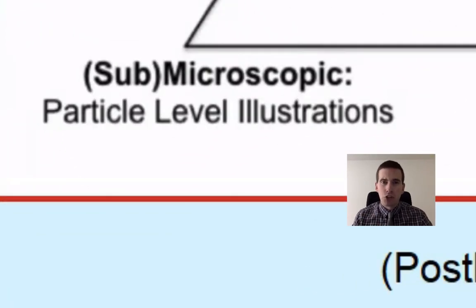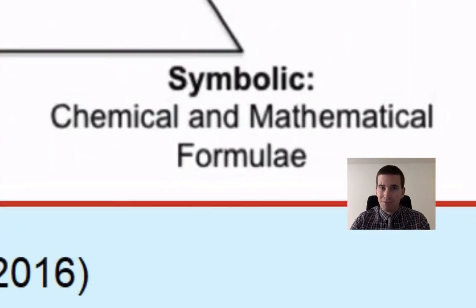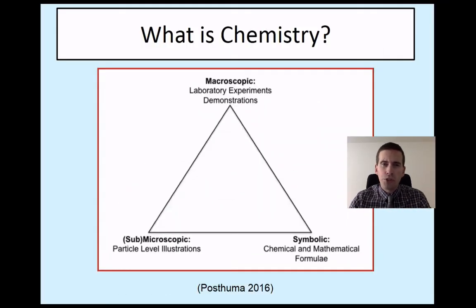We have the microscopic or submicroscopic, and that is what is happening at a level lower than what we can see. So quite often we create models to represent what we think is happening. Think particle level diagrams. Okay. And the third one is the symbolic. There is maths in your chemistry studies. Even chemical formulae are a way that humans are just representing a scientific concept. So symbolic.